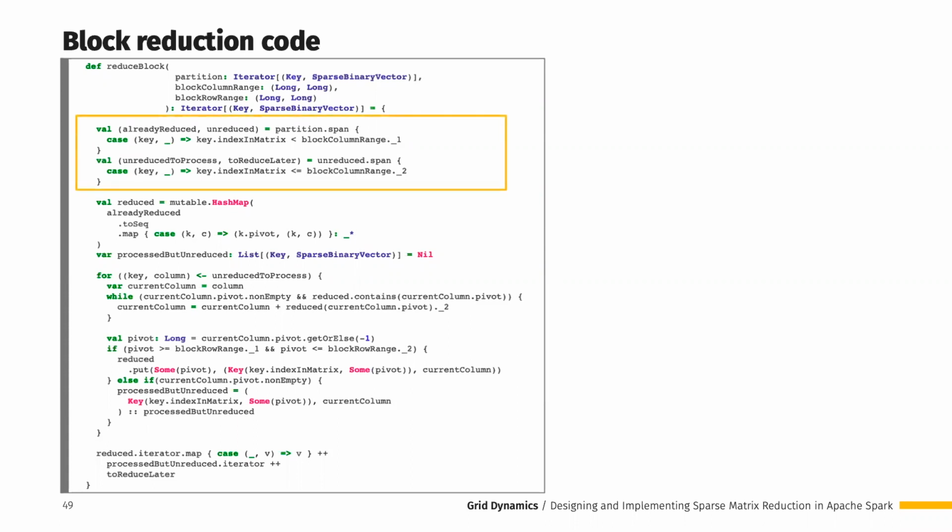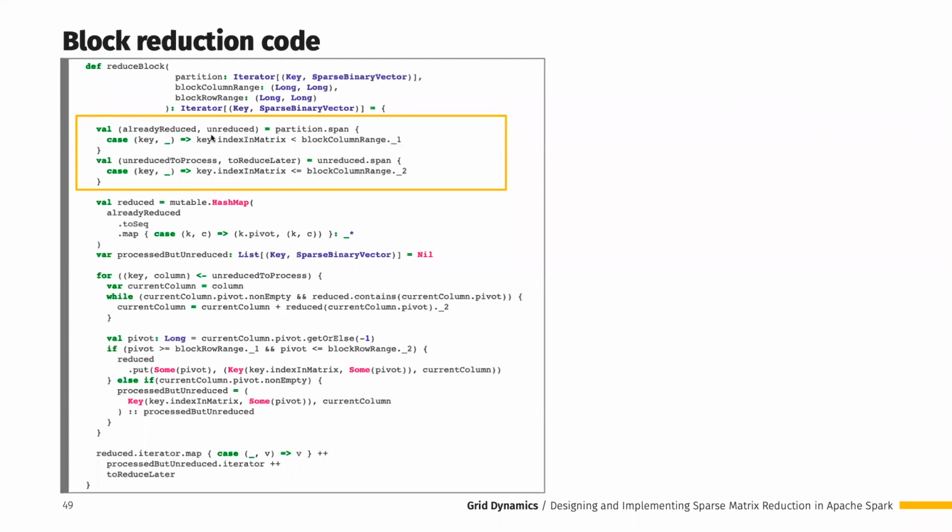But yeah, there will be some columns at each stage that are useless in this stage with this partitioning. So first of all, we split the partition iterator into 3. And this span, actually this Scala method span, what it does, it splits the iterator into 2, where the first one contains all entries that satisfy this predicate. So in this case, we split the partition into columns already reduced and those unreduced.